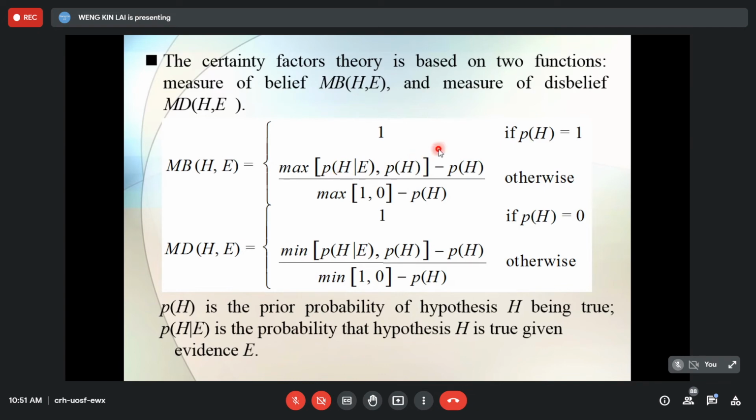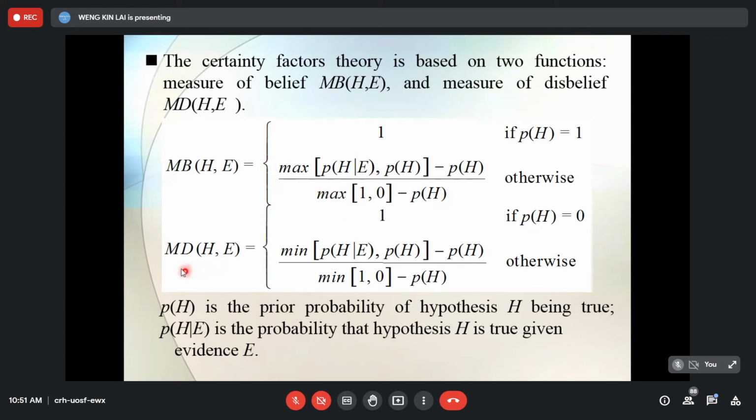So the measure of belief is: if the prior probability of a hypothesis is true, then your measure of belief MB of H and E is equal to 1. Otherwise, it's based on this equation here. I'll come back to this later on.